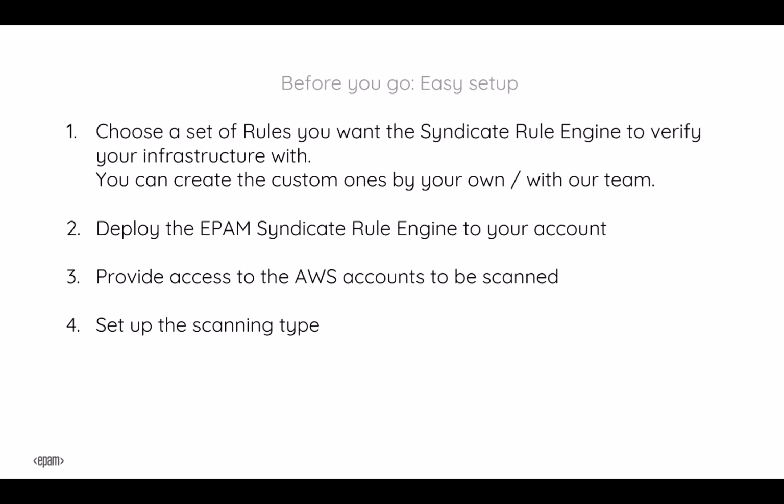Before you start, you need to perform several setup steps, which you can do on your own or request the product team for assistance. This includes deploying Syndicate Rule Engine to your account, selecting the necessary rule sets, providing access to the AWS accounts to be scanned, and specifying whether the scan should be on-demand, scheduled, or event-driven.